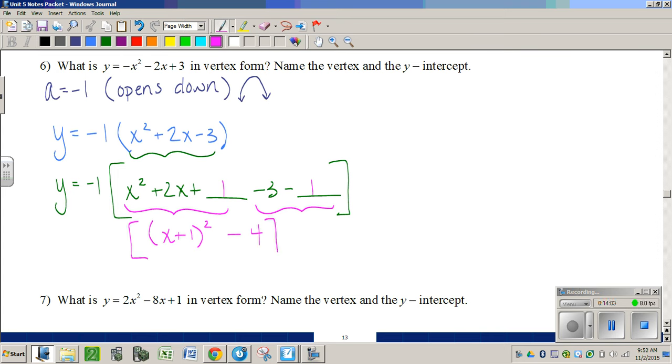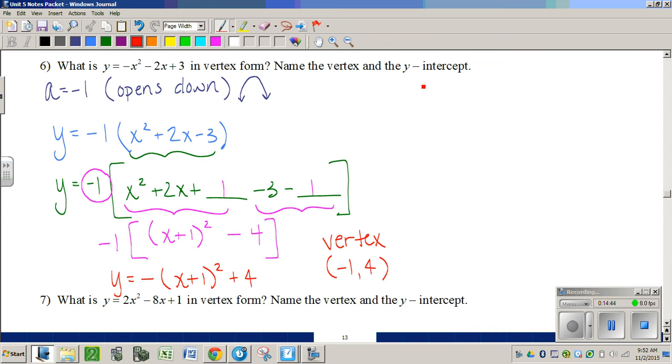Now remember, this is all that I've done inside my brackets. But I also have that a value of a negative 1. You have to now distribute that negative 1 to the brackets in order to get an accurate vertex form. But remember, you want your a value to stay negative 1. So this negative, I'm going to keep out in front of my parentheses. Notice I just distributed it to outside the parentheses there, but then this is going to be a positive 4. So my vertex is still negative 1, 4.